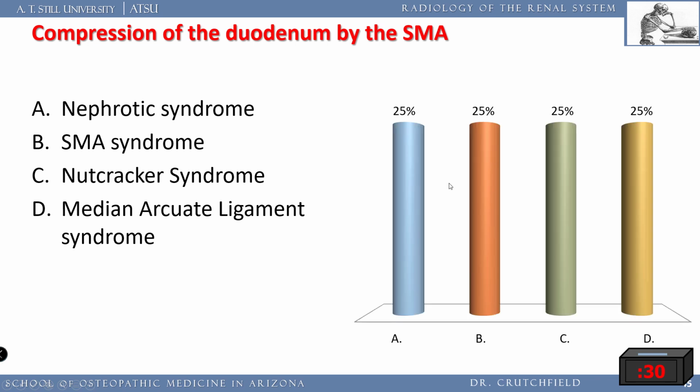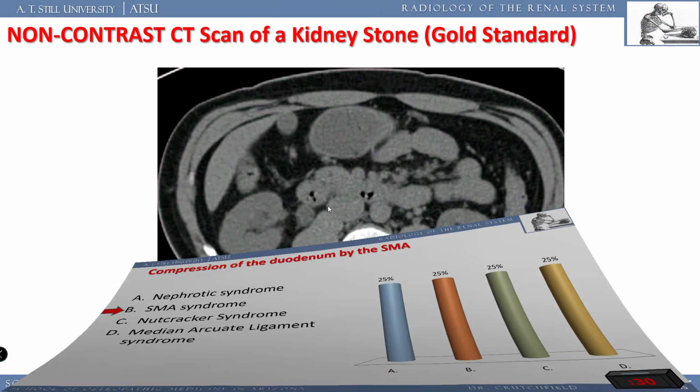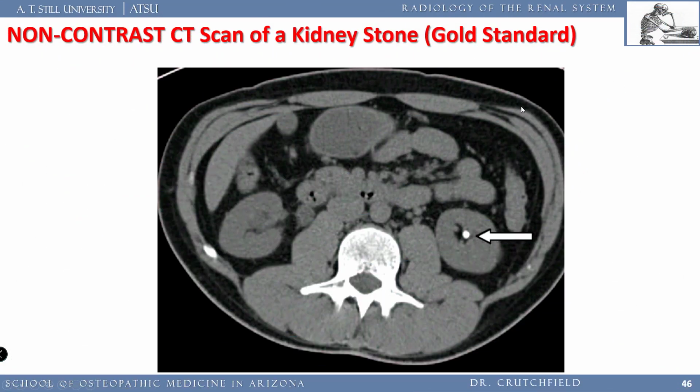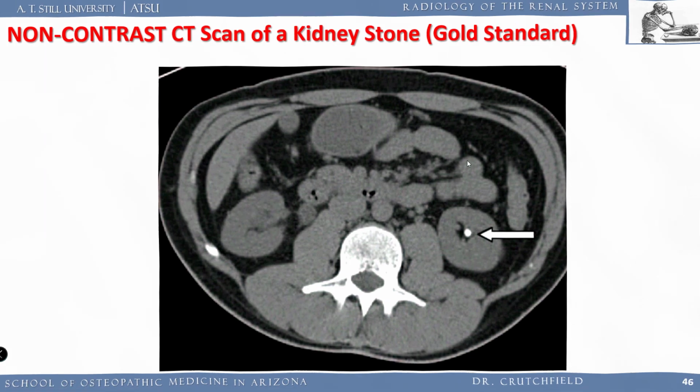Okay, so compression of the duodenum by the SMA. What is that called? Well, it's called SMA syndrome. Compression of the left renal vein by the SMA is called nutcracker syndrome. Okay. So the gold standard to look for a kidney stone is a non-contrast CT scan. So here it is. Non-contrast. There is no contrast in this anywhere at all. There's no contrast in the ureters, no contrast in the guts, nothing. Non-contrast CT scan. Gold standard for looking for a kidney stone.